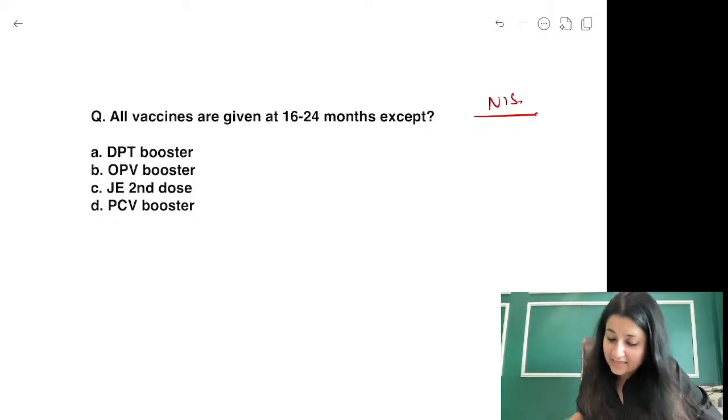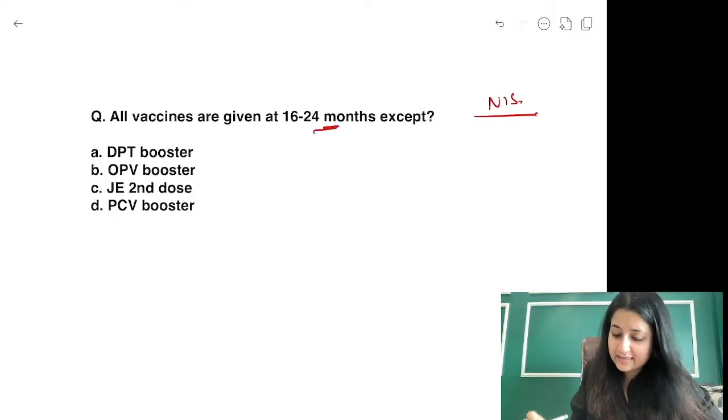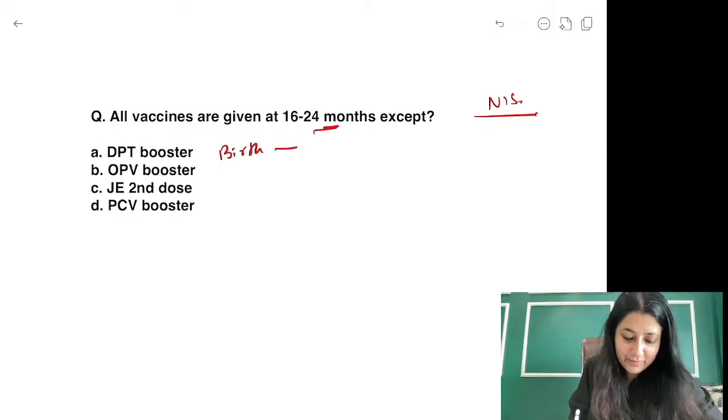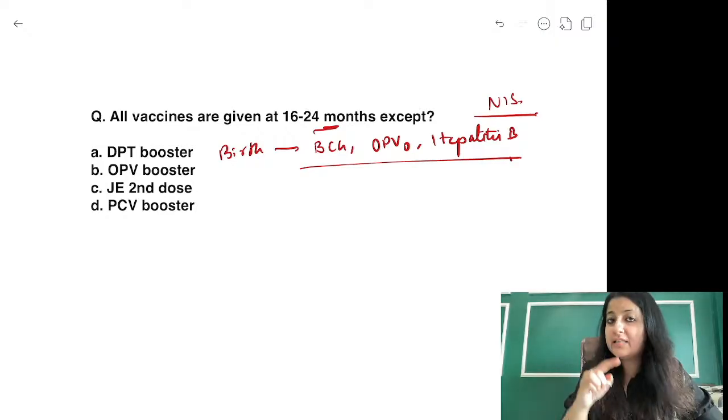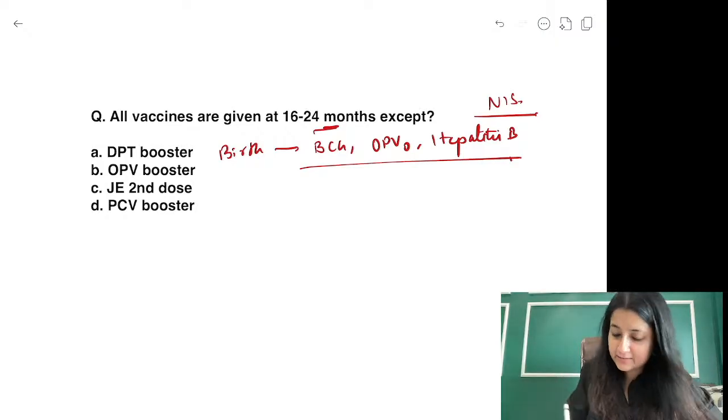What is the answer over here? All vaccines are given at 16 to 24 months except. Very good. So I'll just quickly revise with you guys. At birth, what all is given? BCG, OPV0, hepatitis B. Please remember this order: BCG, OPV0, hepatitis B.